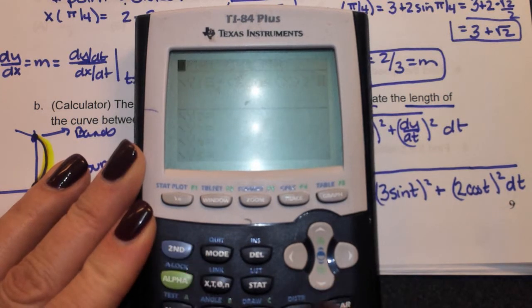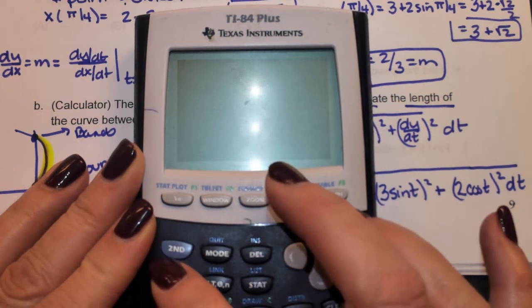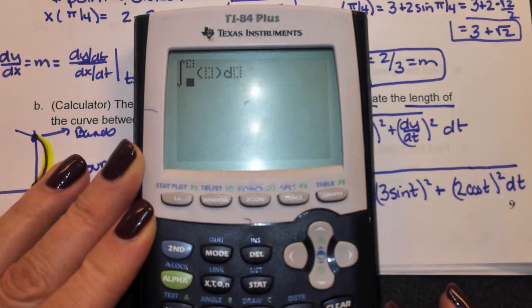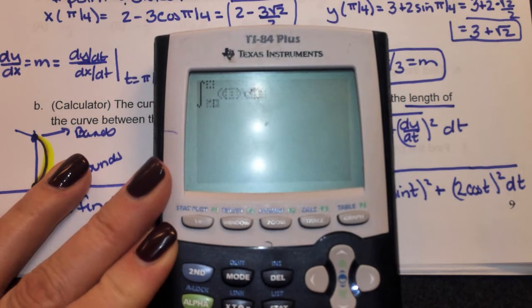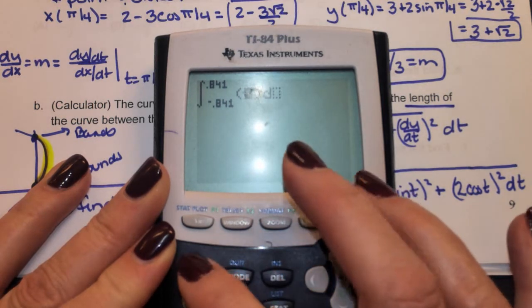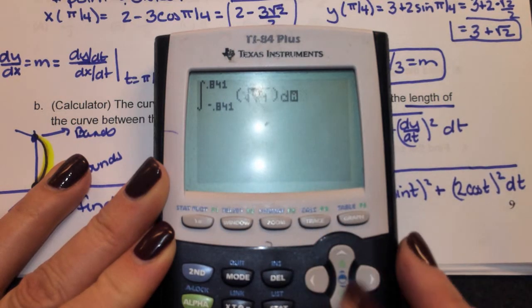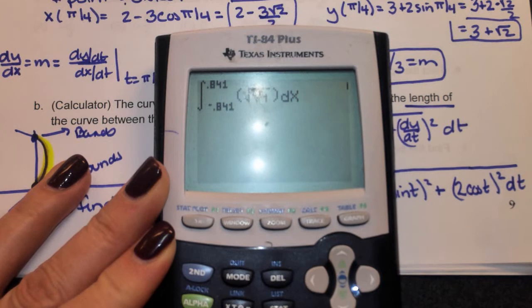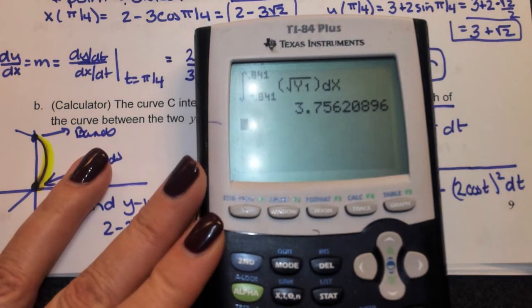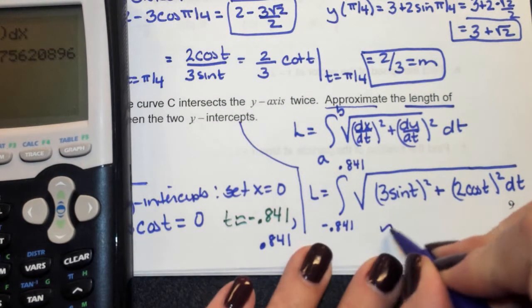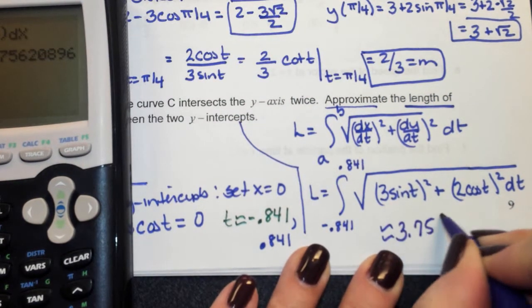Now, when you go back to your home screen, you can go under your alpha window, to option 4, which will give you your integral. My lower bound is negative 0.841. The upper bound is positive 0.841. Now all you have to do is type in the square root of what's under y1. So go to your alpha trace to get y1, dx. So about 3.756.